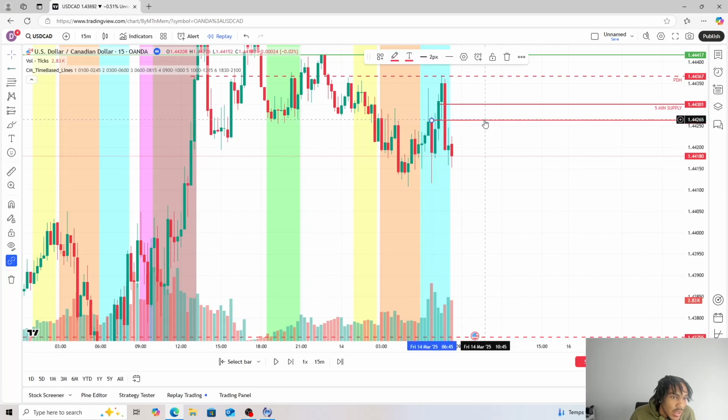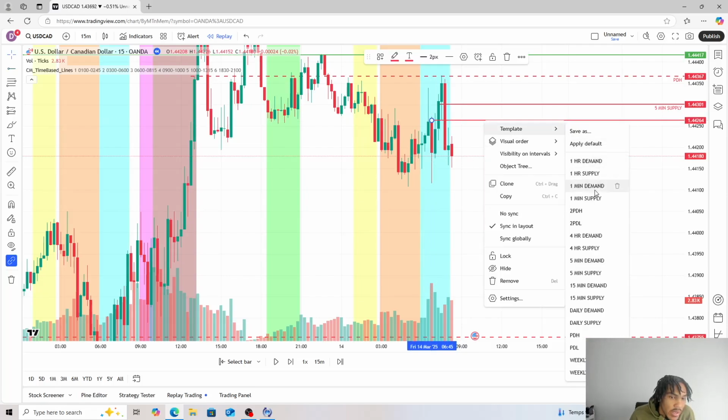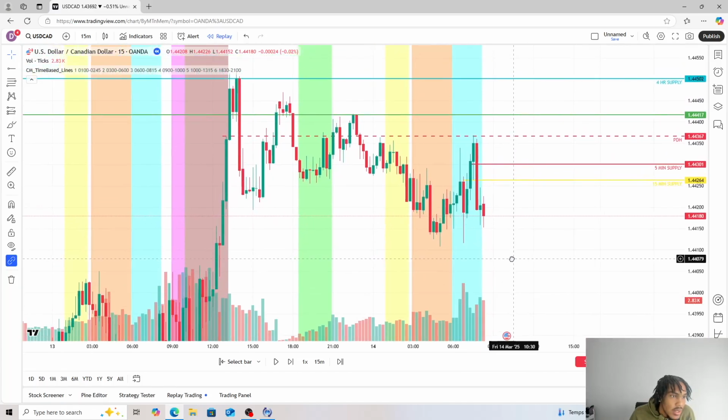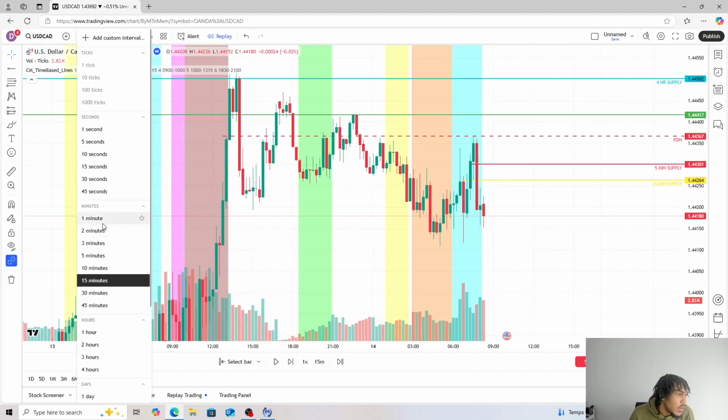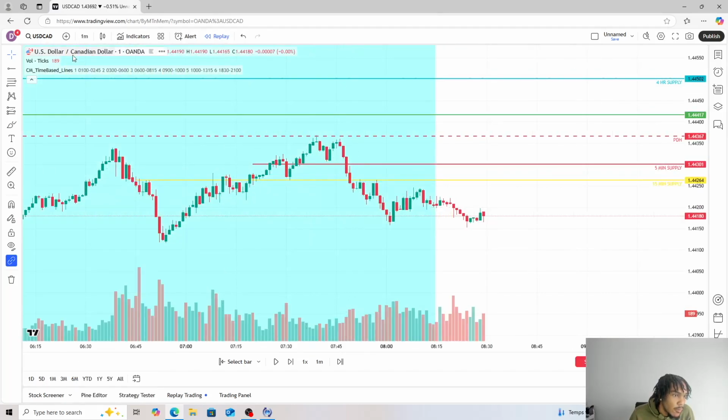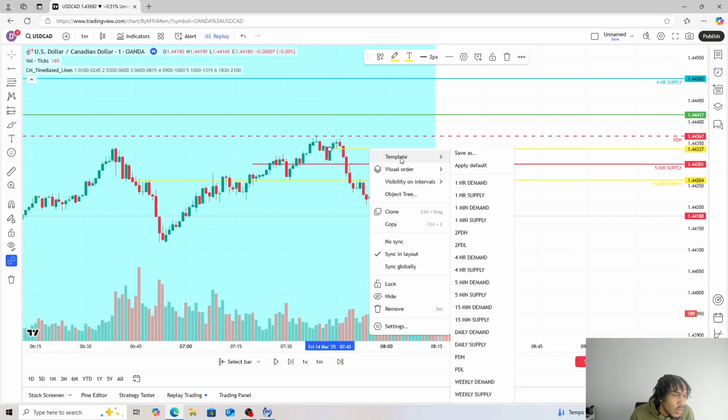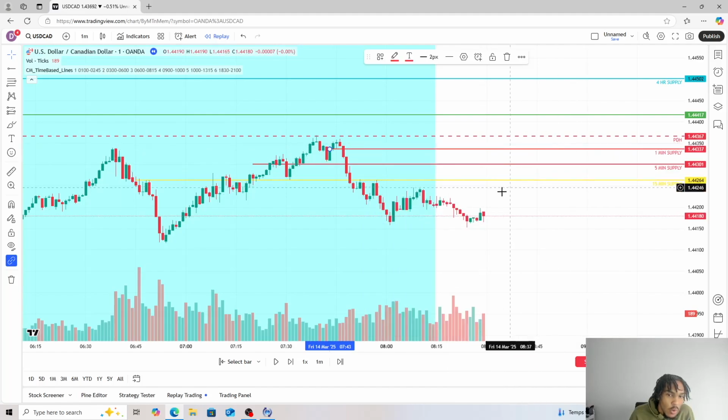But the thing about this supply zone right here is we only want to take this supply zone if, let me go to 1 minute, see if it's one of confluence. And we got a 1 minute right there. Boom. Alright, so we got all time frames in confluence: 1 minute, 5 minute, 15-minute.